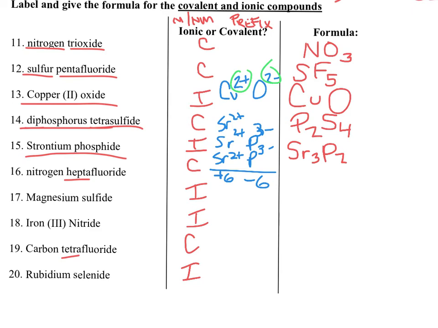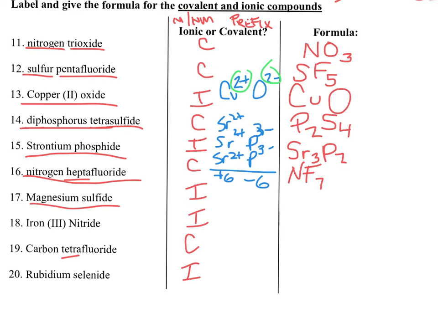We just have to find the charges, balance them out to 0, and write how many of each it takes in order to balance out to 0. Next one, nitrogen heptafluoride. Nitrogen's by itself, so N, nitrogen. Hepta means 7, so I have 7 fluorines. Wow, NF7. Good, good, good.